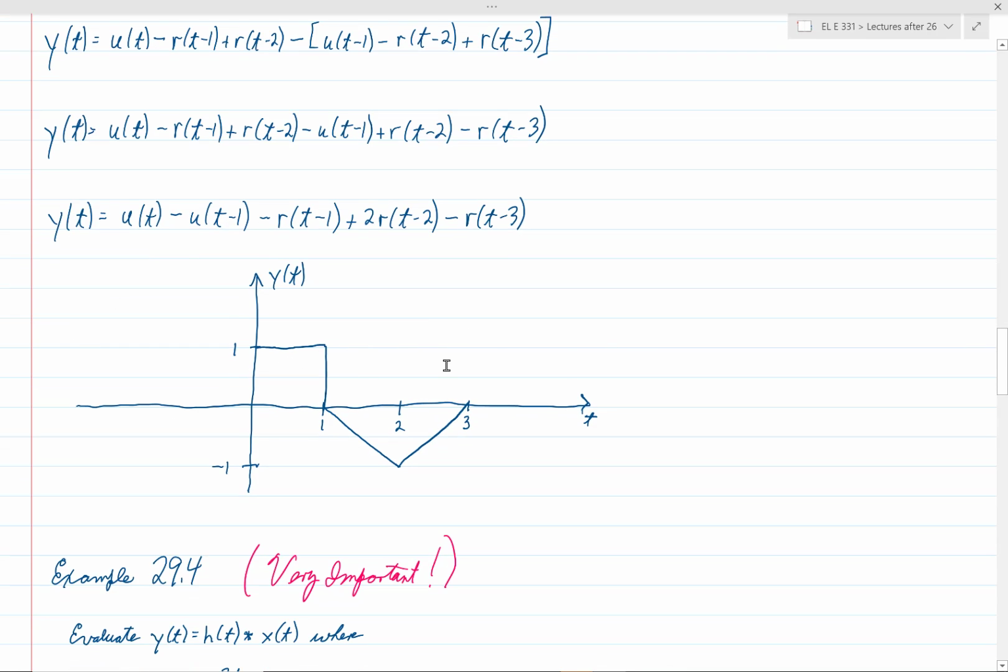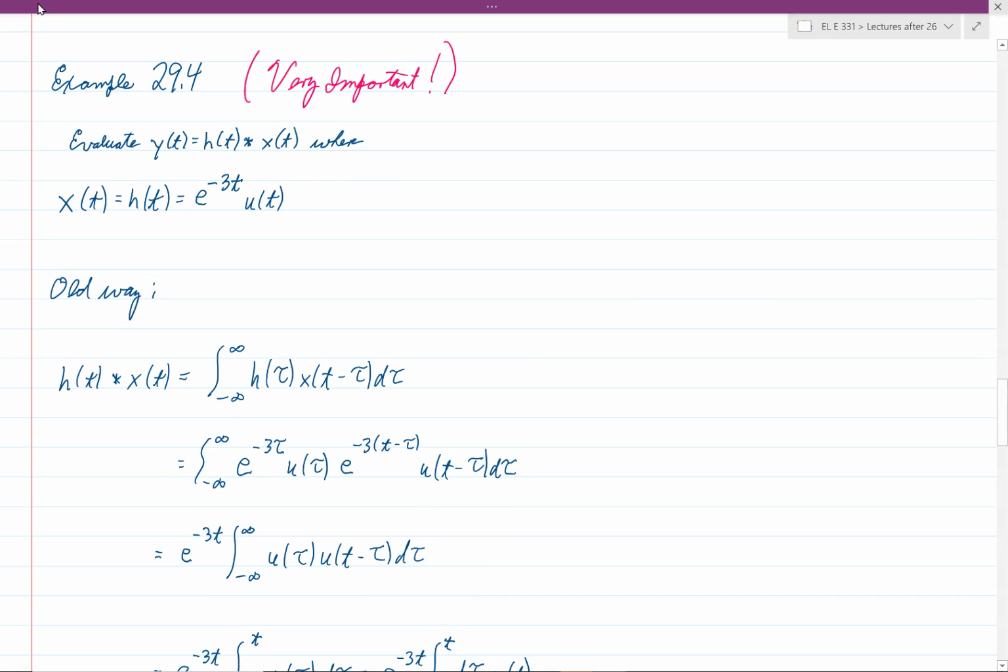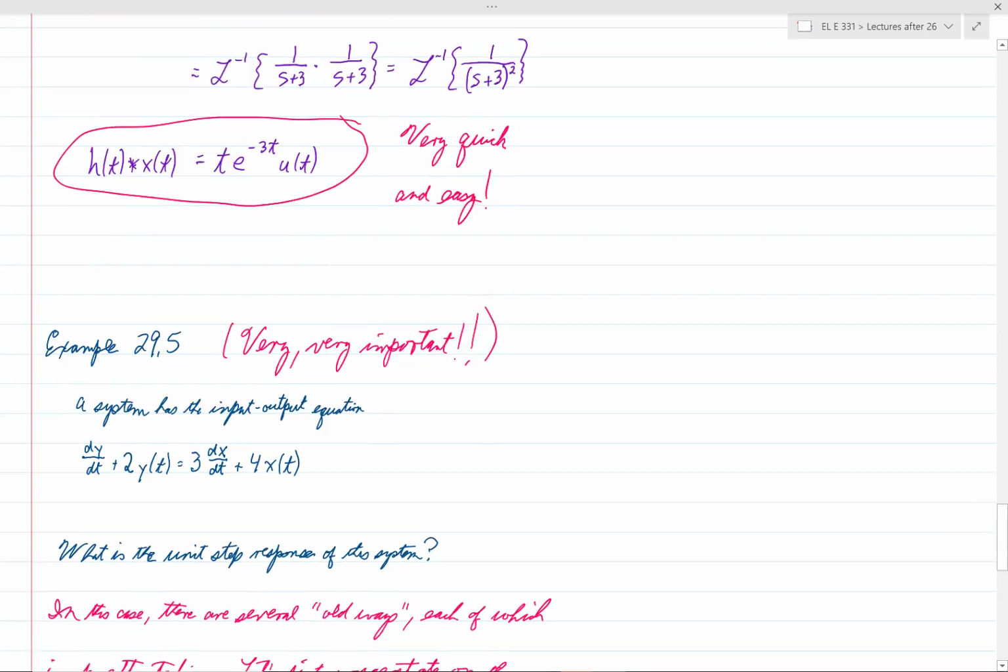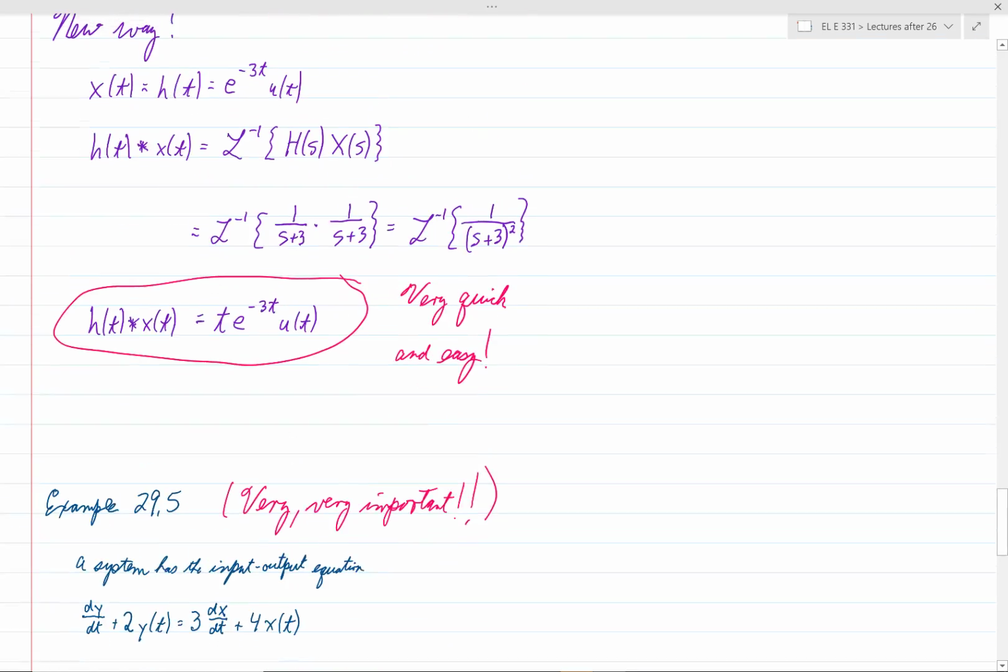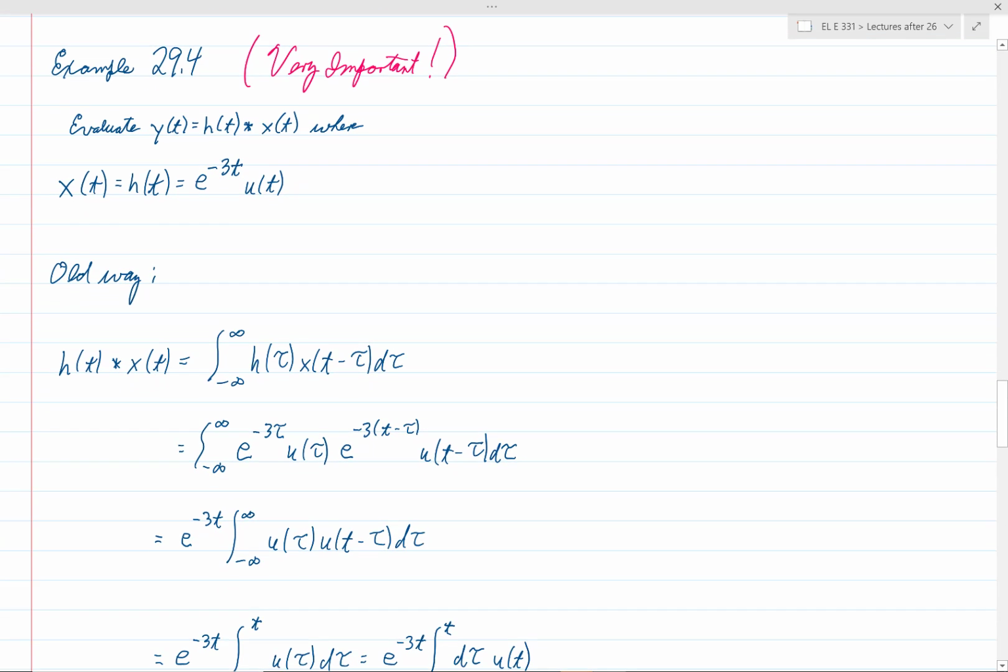Now we have two more examples in this lecture, and the best examples are 29.4 and 29.5. And as you see here, I say that 29.4 is very important. And then for 29.5, I say very, very important. So please do pay very careful attention to these two problems, because they get really at the heart of a lot of what we're doing in this course. So pay close attention.